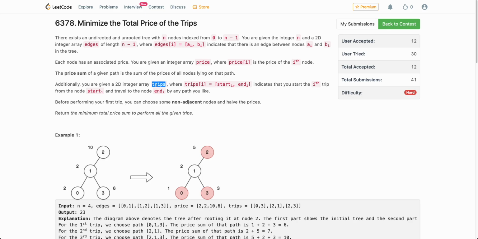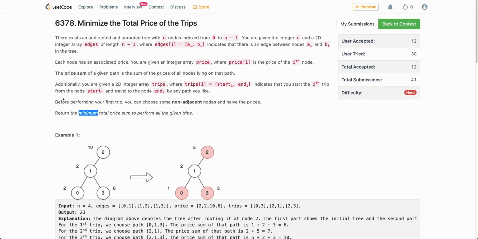You are given some trips. Each trip is described by a start index and an end index. Basically, you will start the trip at the start index and you will end the trip at this particular end node. Now, you have to return the minimum total price to perform all the given trips, right? You might be thinking why it is minimum, because we are given a tree and there's only one path between two nodes, right? So the sum of all the path price sums would be constant.